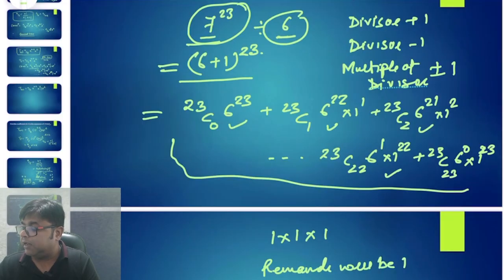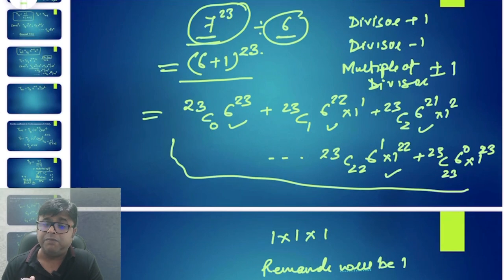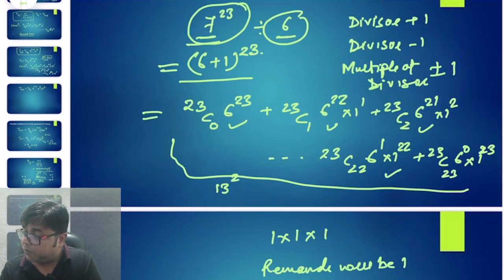Right? So this is how we can do numeric based questions using binomial theorem, especially when they're asking for the remainder, right? Okay. So the idea behind this question is to break the base of the exponent as divisor plus 1 or divisor minus 1. If not that, then multiple of divisor. Suppose it was 13 to the power 23, then I would have written 12 plus 1. In case of 13 to the power 23, I could have written it as a multiple of 6, which is 12 plus 1. Now, 6 is divisible by 6, so 12 is also.